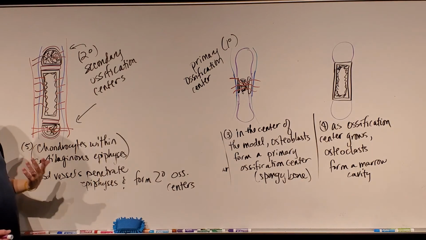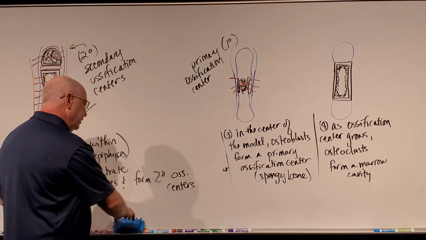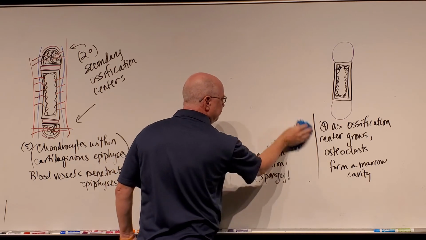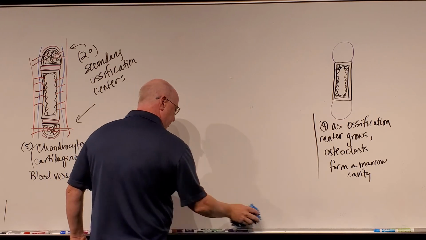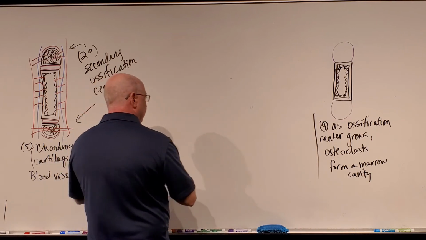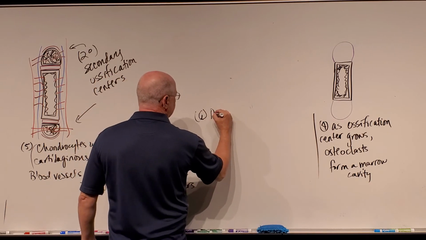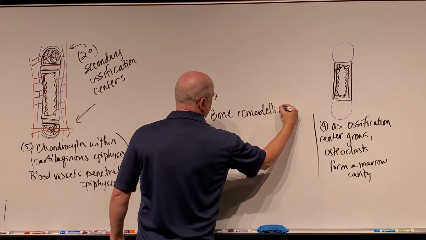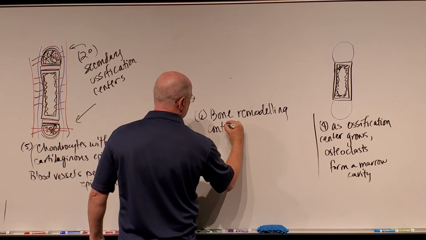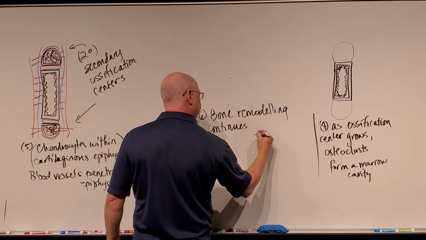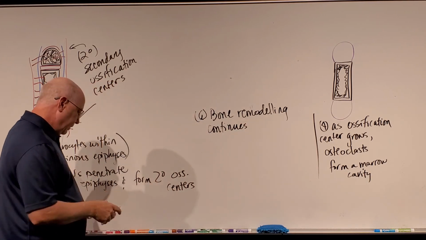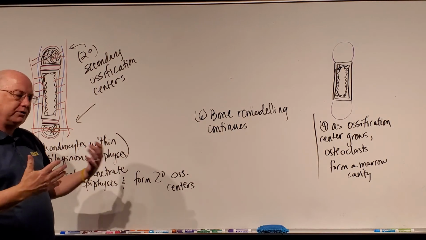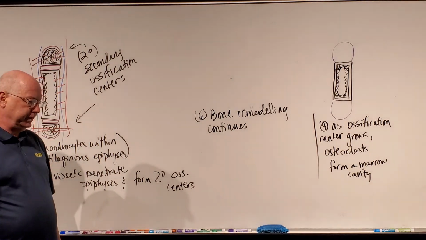And we could put a last step on here. Essentially in step 6, all that's going to happen is we're going to continue to remodel the bone. So we can say bone remodeling continues, and we will remove some spongy bone and replace it with some compact bone and remodel the bone for the rest of your life. Okay?